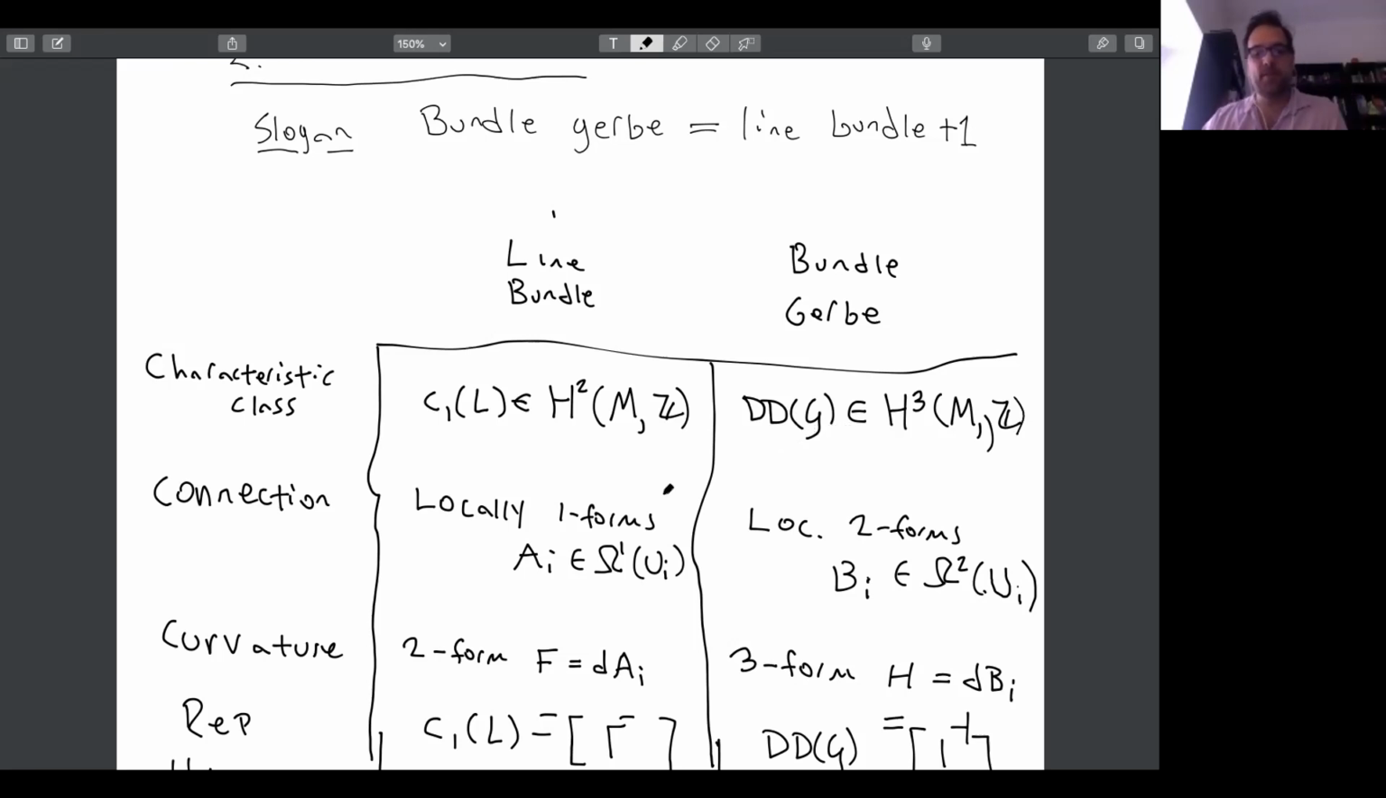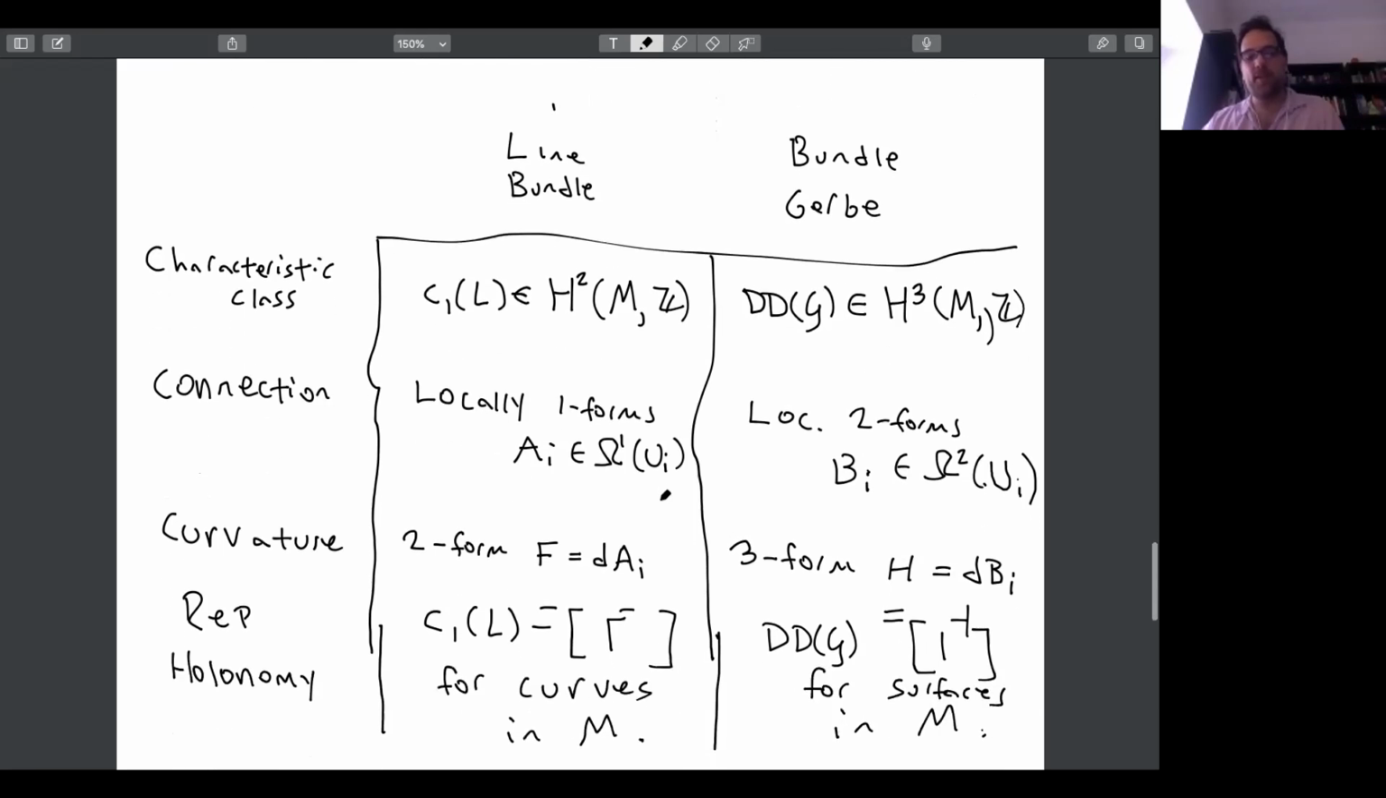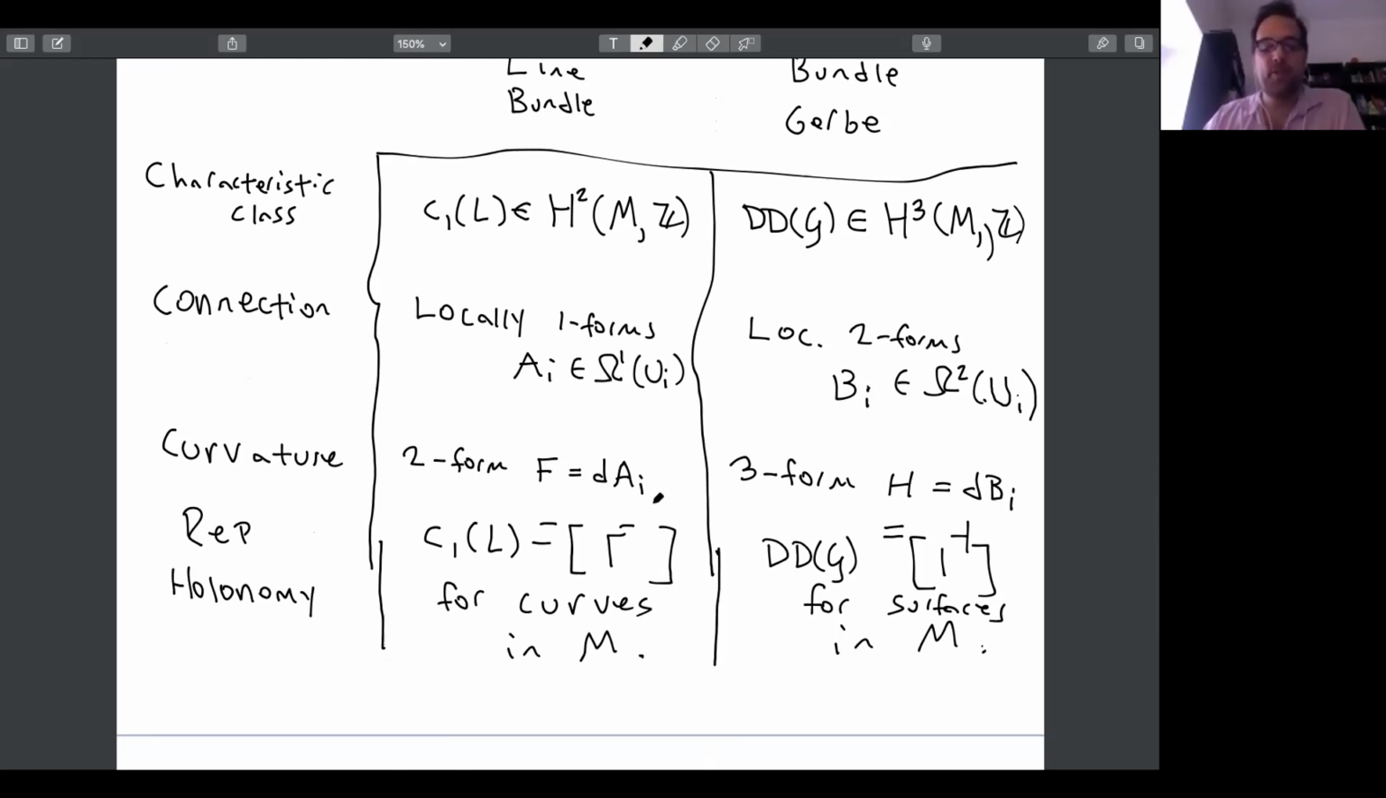We can equip line bundles with connection, which locally is just described by a 1 form. We can also equip bundle gerbes with connection, which locally are described by 2 forms. And these connection structures have curvatures, which is a closed 2 form given by taking d of these 1 forms for a line bundle. And it's a closed 3 form for a bundle gerbe.